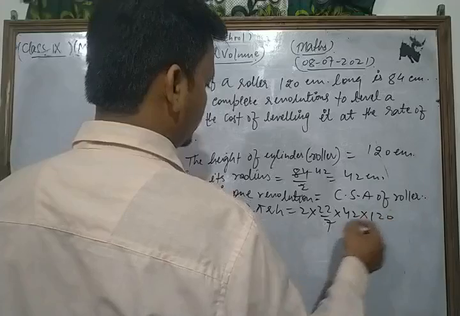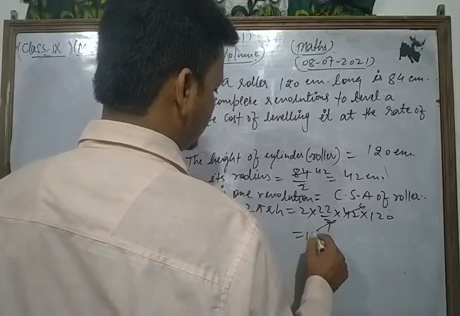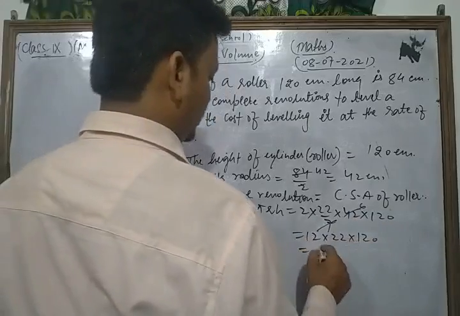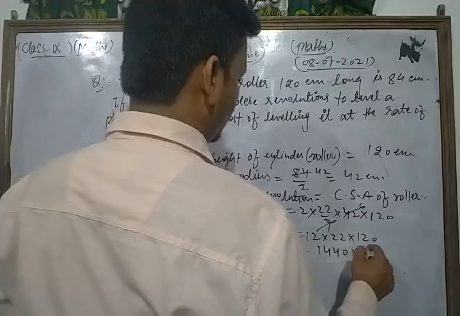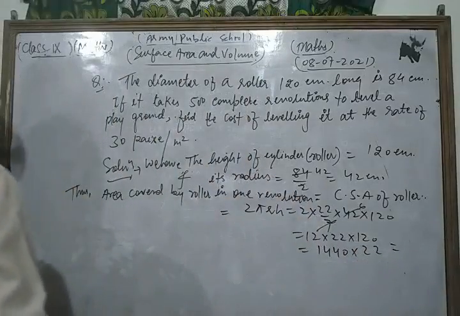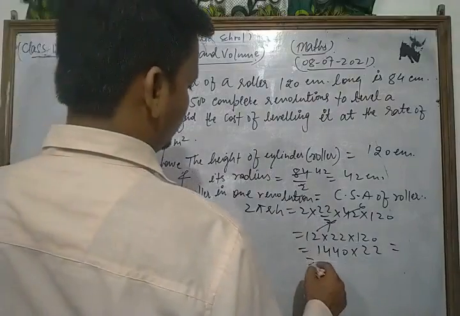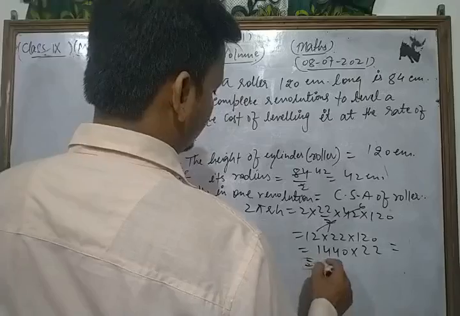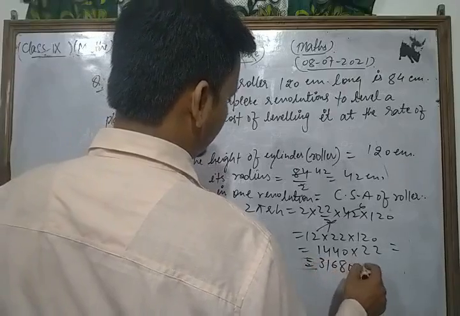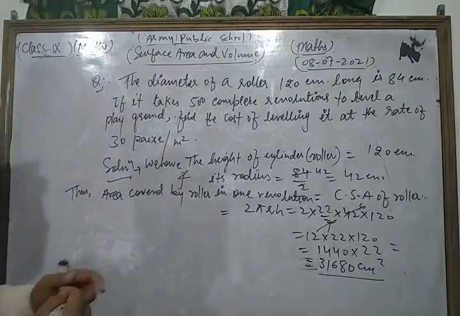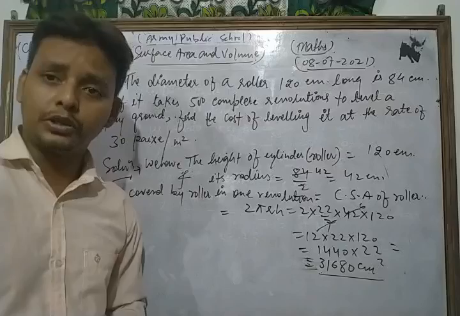The height is 120 centimeter. So 7 6s are 42, 22 into 120, and so in this way we have 31680 centimeter square. This is the area covered by the roller in one revolution.